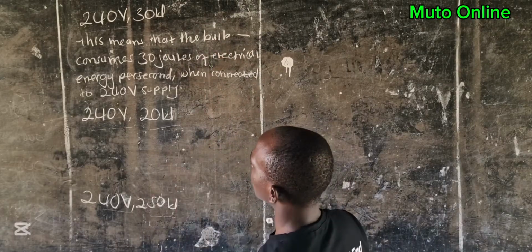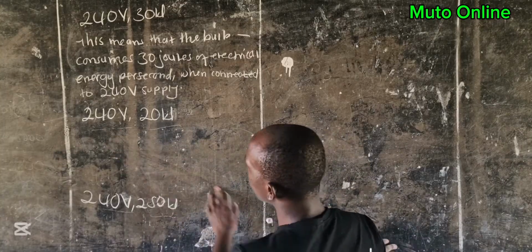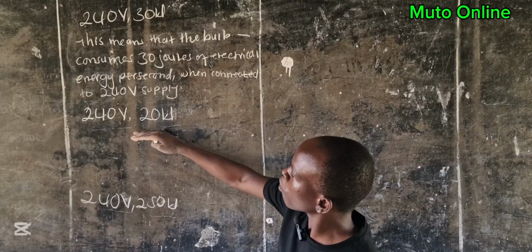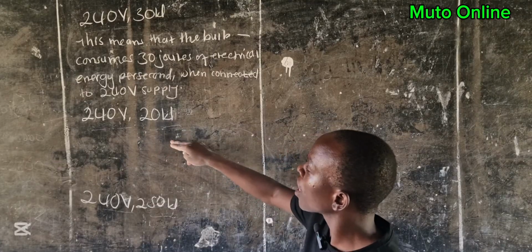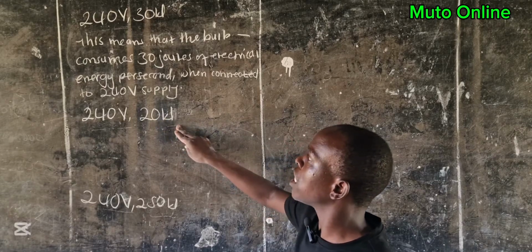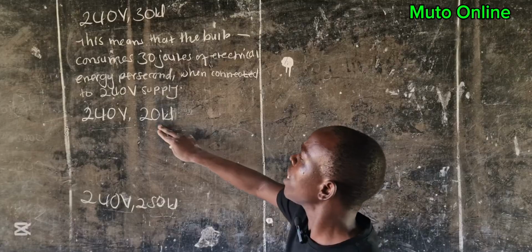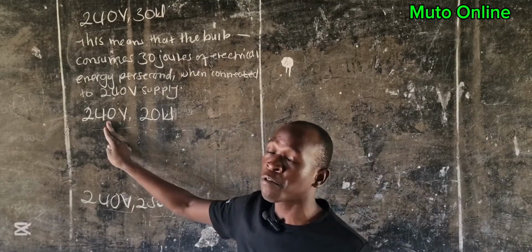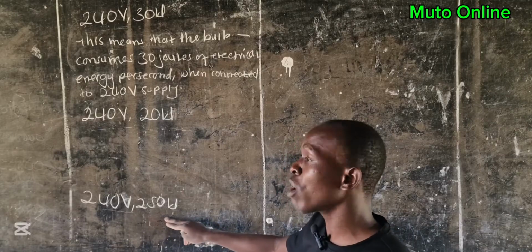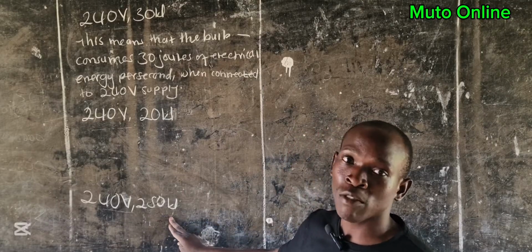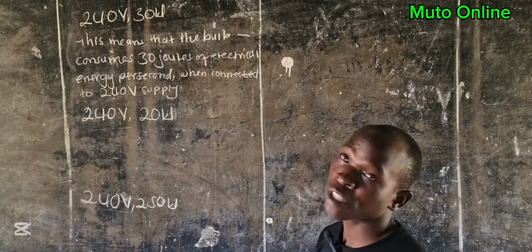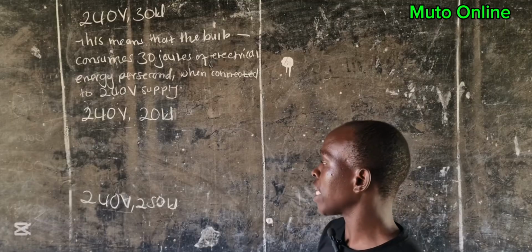Now, this second parent who approached you with a bulb rated 240 V, 20 watts, this rating simply means that this bulb consumes 20 joules of electrical energy per second when connected to 240 volt supply. Then this one simply means that the bulb consumes 250 joules of electrical energy per second when connected to 240 volt supply main. So you see that.